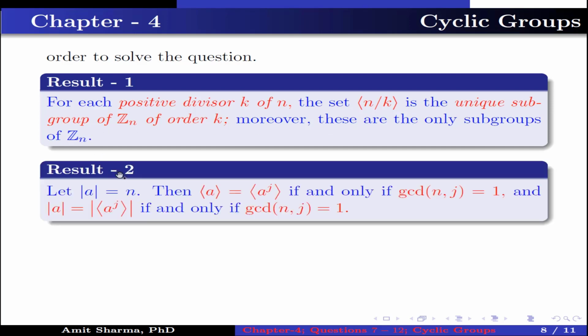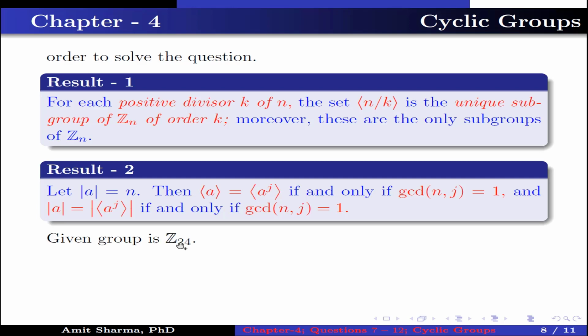Result number 2. Let the order of A be n. The group generated by A is equal to the group generated by A to the power j if and only if GCD of n comma j is 1, and the order of A is equal to the order of the group generated by A to the power j if and only if GCD of n comma j is 1.